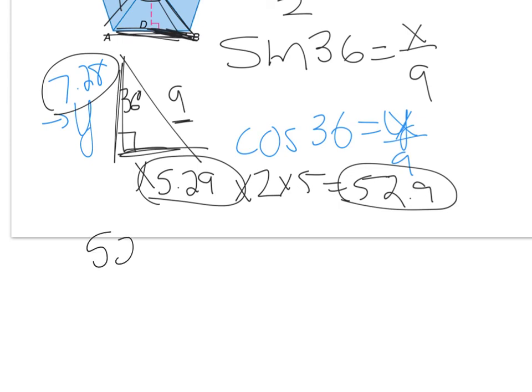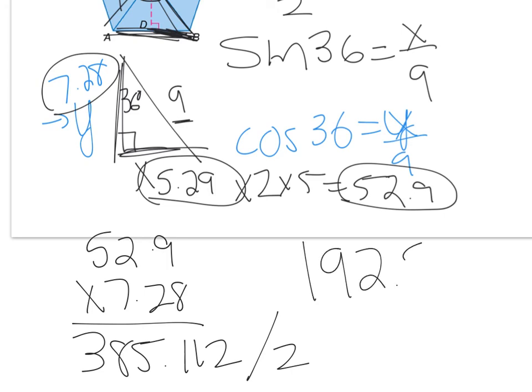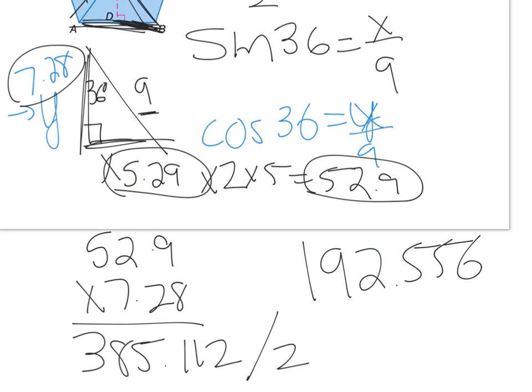So 52.9 times 7.28. Then divide that answer by 2. So I get 385.112 divided by 2. So I'm going to get 192.556 centimeters.